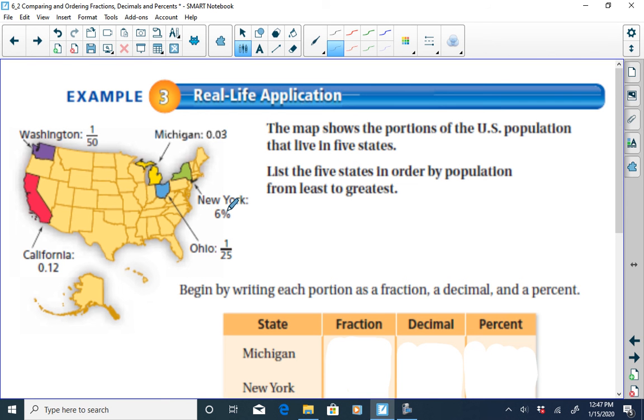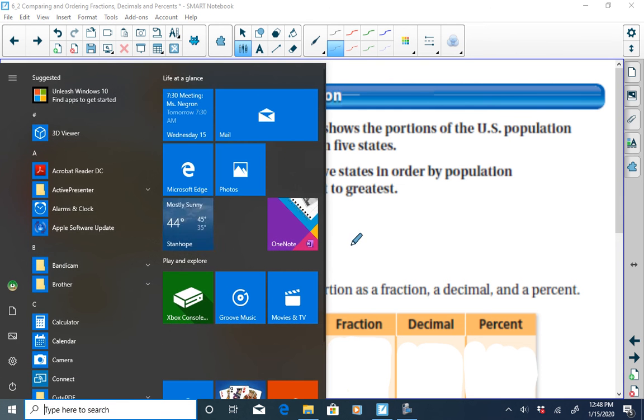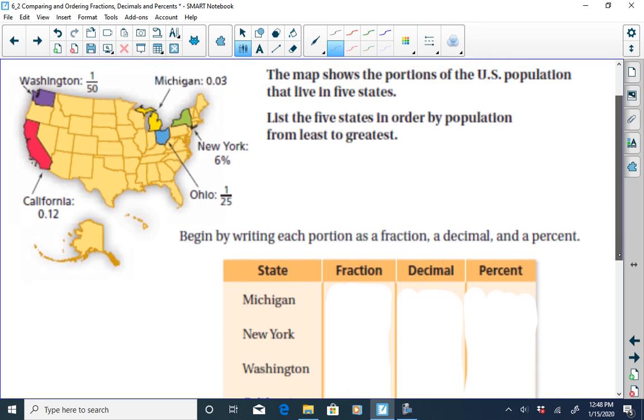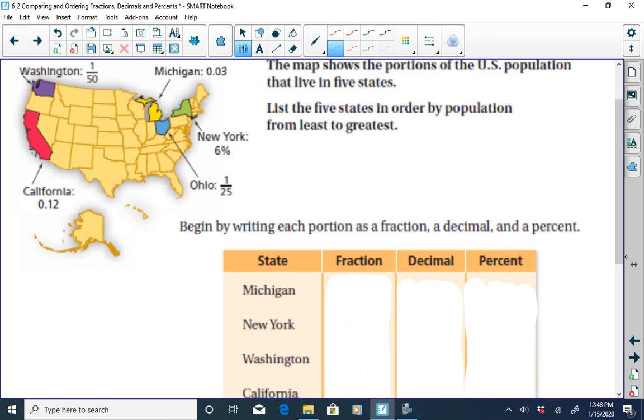In order to be able to list the 5 states in order from least to greatest, we have to be able to compare using the same type of value, whether it's a fraction, whether it's a decimal, or a percent. So we're going to take our table and we're going to write the fraction, the decimal, and the percent for each value. Okay? So Michigan, we're given the decimal 0.03. As a percent, that is 3%. As a fraction, we'll write that as 3 out of 100. New York, we're given the percent, 6%.